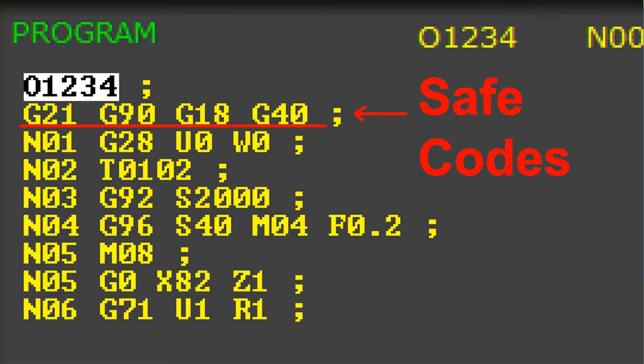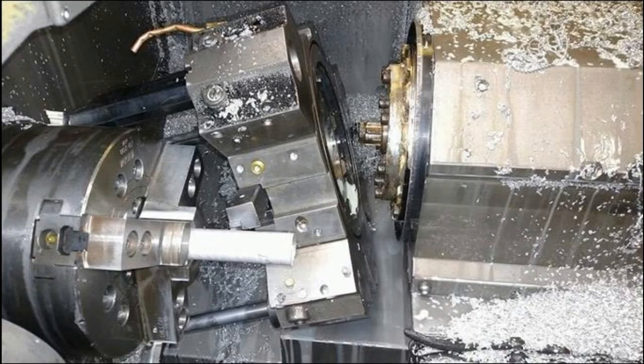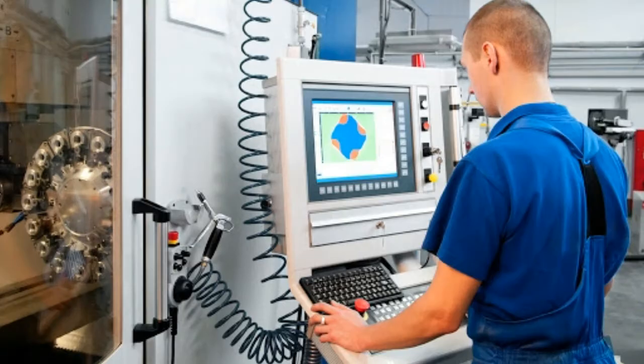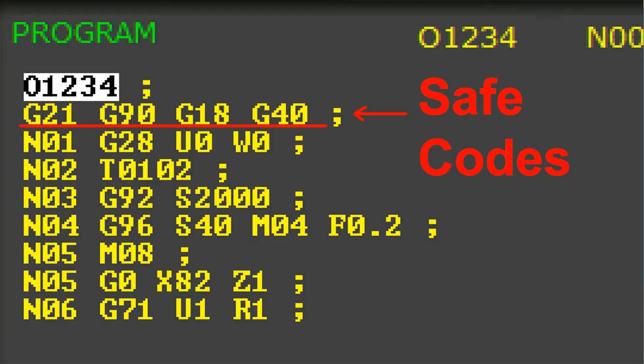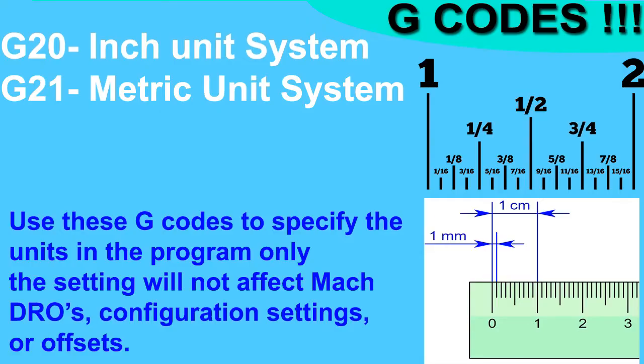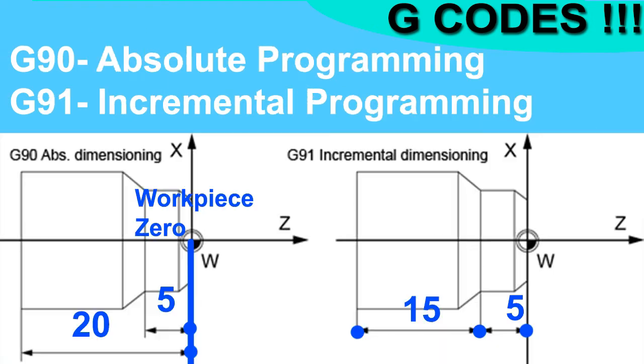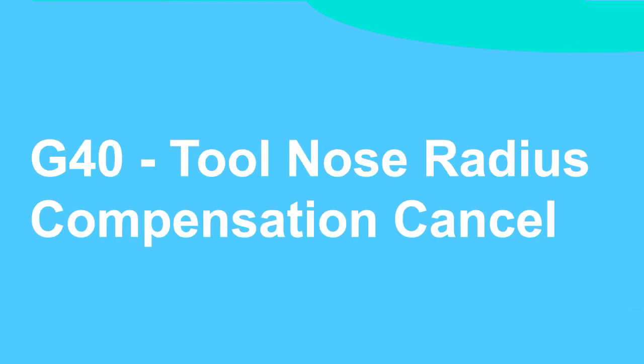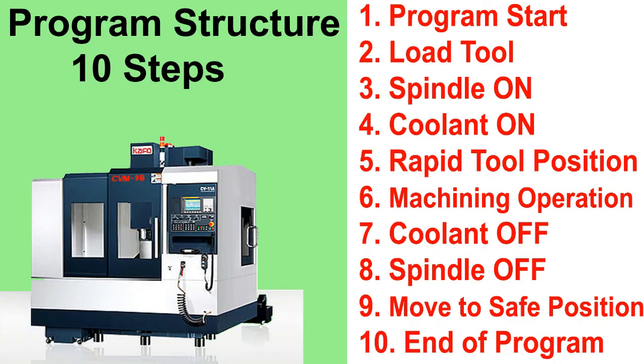Next, we also have to write some codes which are known as safe codes. These codes are written so that the machine doesn't go crazy and perform unexpectedly. Usually, it depends on the CNC operator what kind of safe codes he wants to use. I use G21, G90, G18 and G40. G21 for metric unit, G90 for absolute programming, G18 for ZX plane selection and G40 for tool nose radius compensation cancel.